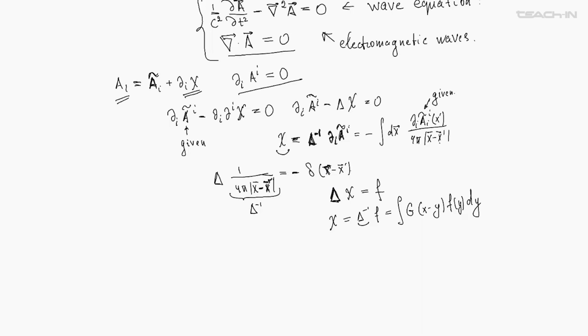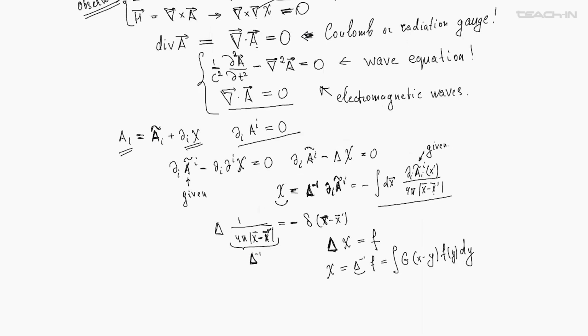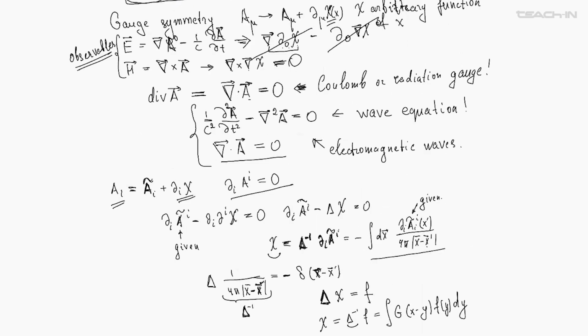And this is exactly what I have done here. I just inverted this Laplacian operator with the help of the Green's function, and this is the result. So in this way, you show that the Coulomb gauge is always reachable. And so the equation for the vector potential reduces to the standard wave equation, and you have a description in terms of waves.